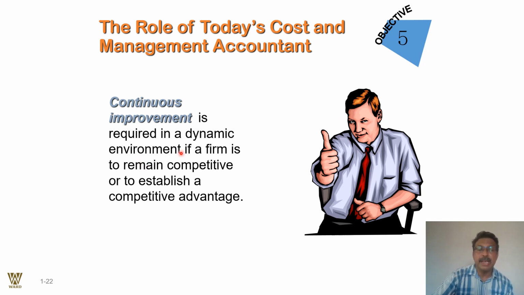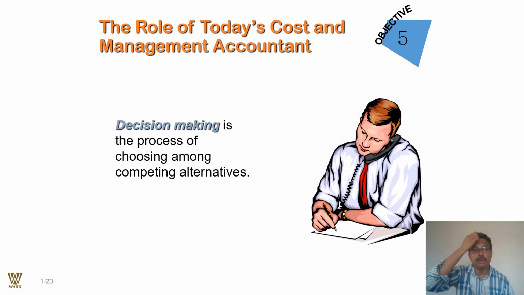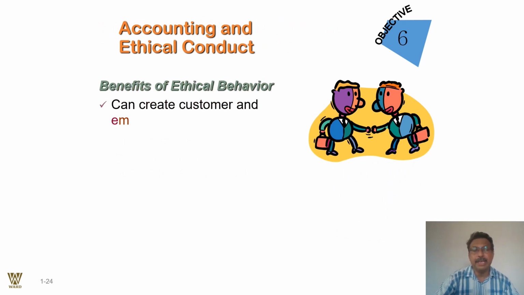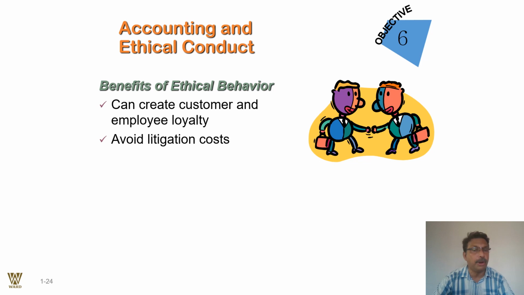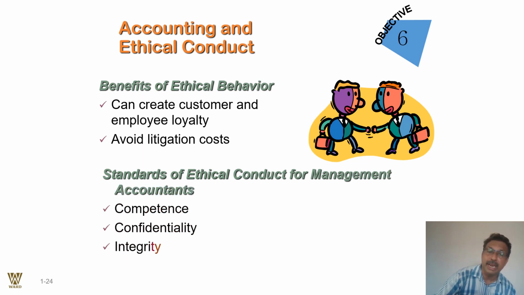In a dynamic environment, if a firm is to remain competitive and establish a competitive advantage thereof, what are we looking into? Decision making process. Decision making is the process of choosing among the vying competing alternatives the best alternative, the alternative that suits you, the alternative that boosts your profitability. Ethical conduct: know that ethical behaviors can create customer and employee loyalty and avoid litigation cost altogether. These are the benefits of ethical behavior. It creates loyalty. It in fact avoids any sort of litigation cost.